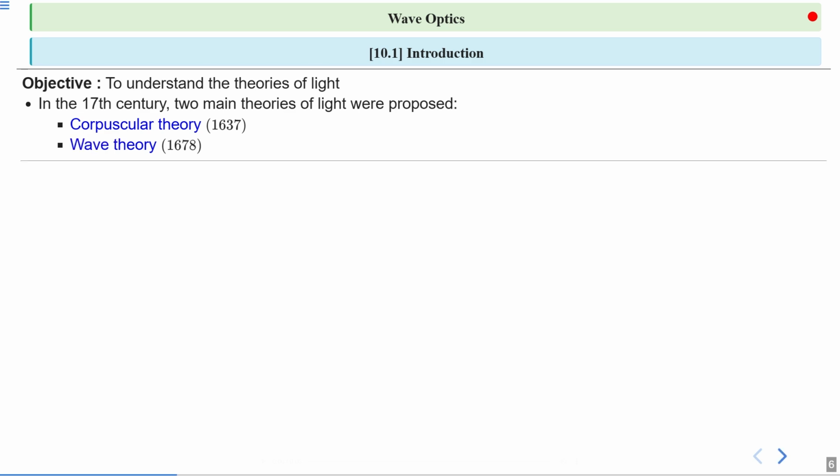The second theory is the wave theory, introduced in 1678. This theory posits that light behaves like a wave, similar to ripples on a pond. This was a revolutionary idea at the time and laid the groundwork for our modern understanding of light. We will explore how these theories compare and contrast in future discussions.